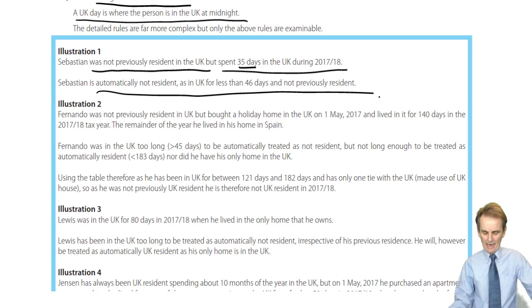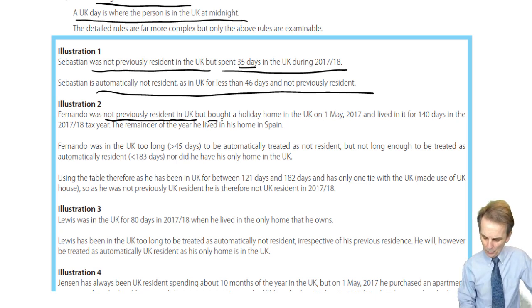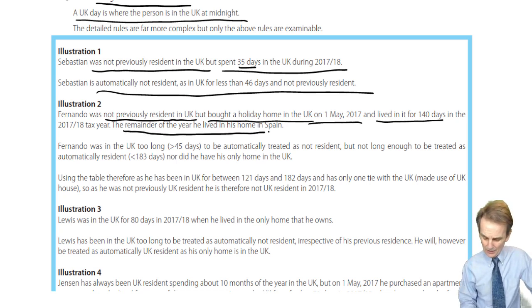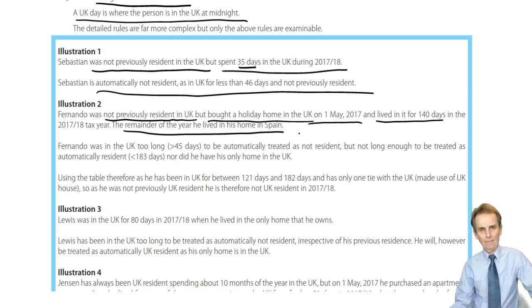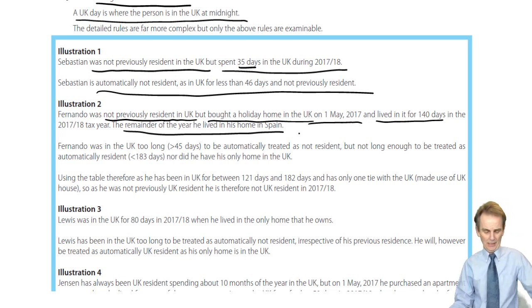Gets a little bit more interesting now with illustration 2. Again, Fernando was not previously resident in the UK, but bought a holiday home in the UK on the 1st of May 17 and lived in it for 140 days within our tax year. The remainder of the year he lived in his home in Spain. So the UK home is not his only home. That again is relevant to us because had it been his only home, he would have been automatically UK resident. But that's not the case.